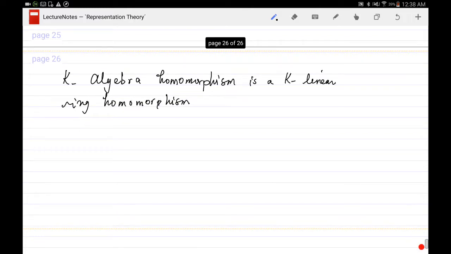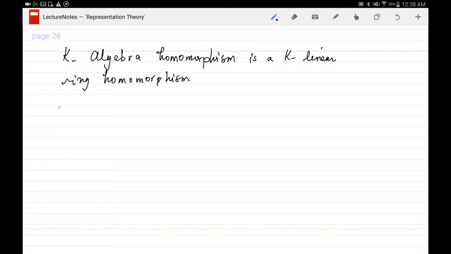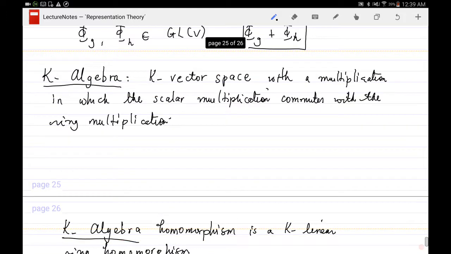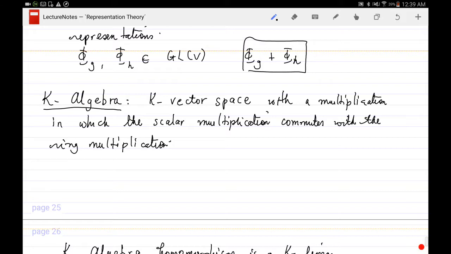Now we have an algebra, we can certainly have a subalgebra. So a K subalgebra is a K sub vector space with all the conditions that a K-algebra had. Okay, so we have an algebra. Then our next stage, so this was the first stage, so we'll call it stage A.